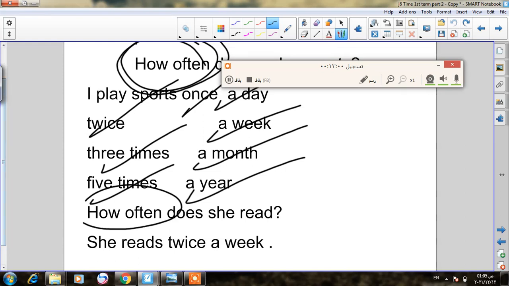Okay, we said how often, it means how many times do you do this action. Okay, I said she reads twice a week. For example, somebody is going to answer this question saying she reads five times a week, seven times a week, nine times a week, once a week, and so on. So this is what the grammatical rule is about.